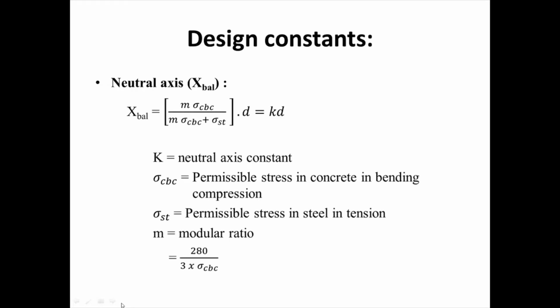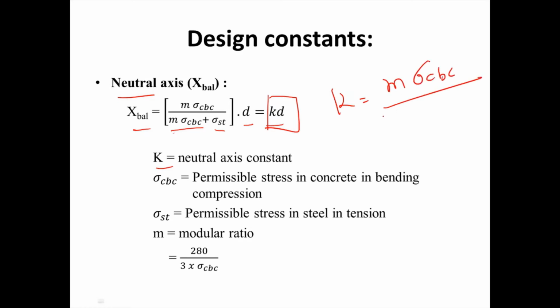Right now, design constants. We have some design constants. First, neutral axis x balance. The neutral axis x balance equation is m sigma cbc divided by m sigma cbc plus sigma st, into d, is equal to kd. K is a neutral axis constant. Here is the final equation, where k is the neutral axis constant. So k is equal to m sigma cbc divided by m sigma cbc plus sigma st.